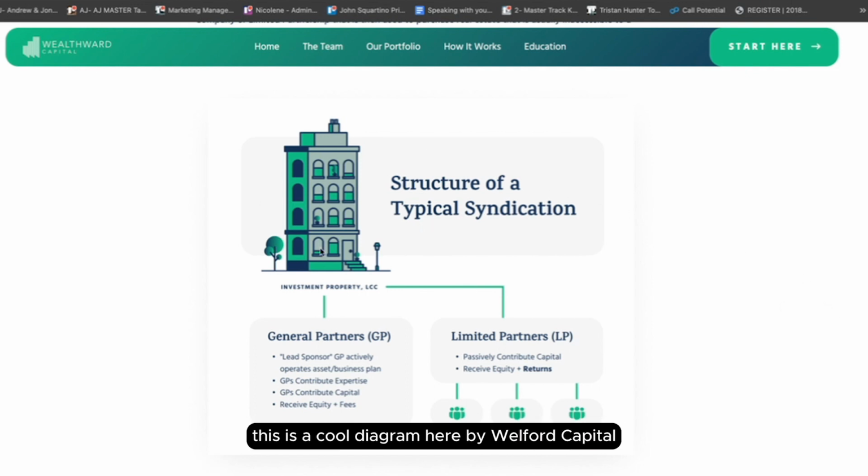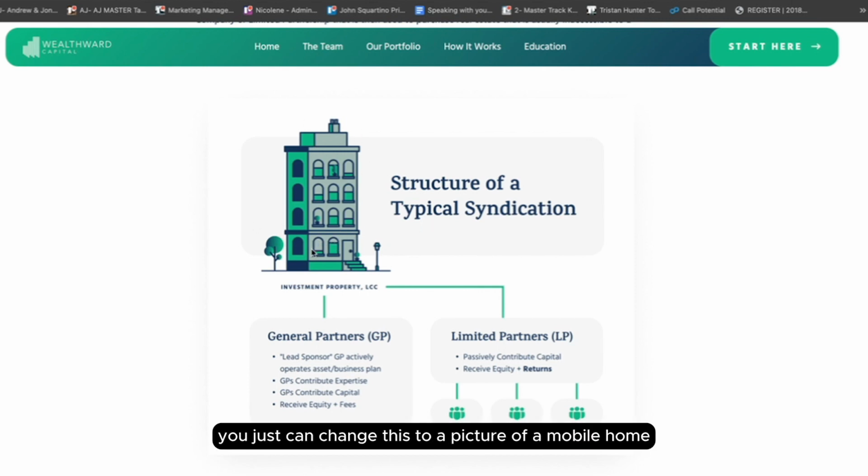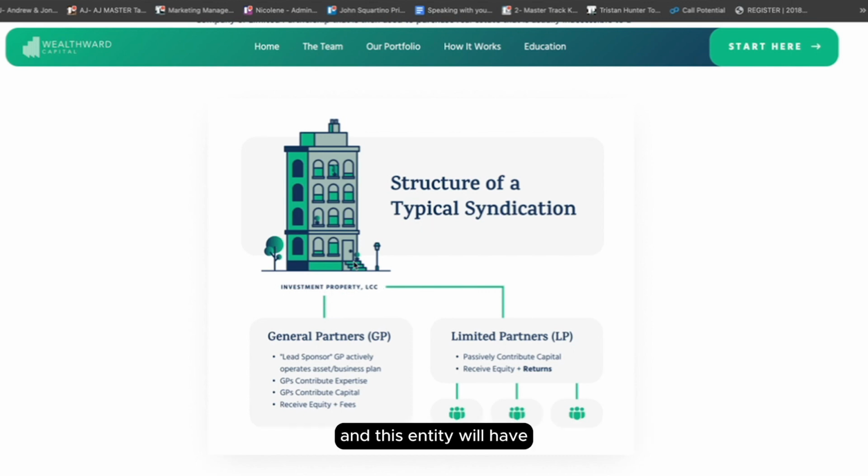But if you look at this cool diagram here by Welford Capital, obviously you can just change this to a picture of a mobile home community, and there will typically be an LLC. Say we're buying a property in Orlando, Florida. It could be Orlando MHP LLC, right? And this entity will have two classifications of partners. There'll be the general partners, which are like the deal sponsor, the professional team usually that is going to own and manage the asset, and they found the asset.